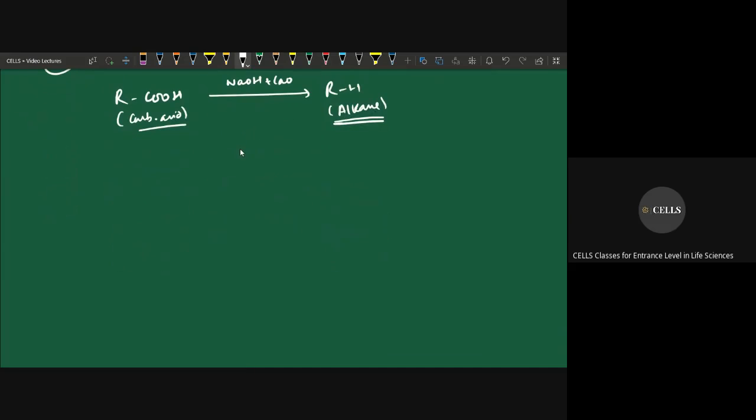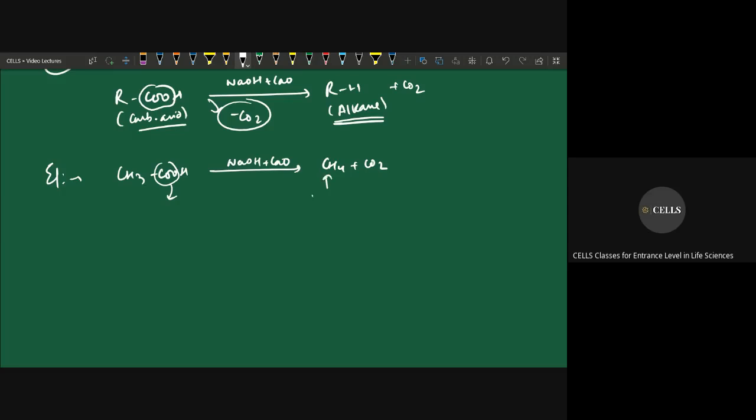Suppose, for example, we have CH3. This is also a decarboxylation reaction. See, this COO is released, plus CO2. This is also a step down process. Suppose we have CH3COOH, NaOH plus CaO. This will be released. So CH3 plus H, that will be CH4 plus CO2. This is methane.